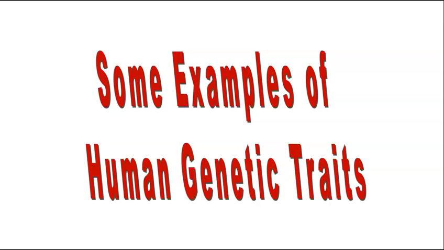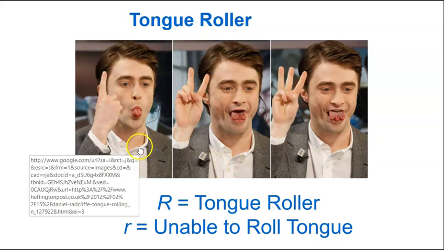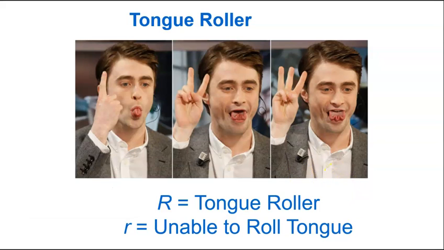So here are some examples of human genetic traits. One is someone being a tongue roller, so whether or not they can roll their tongue. Oddly enough, there are some people that actually can't do it. Here we see Daniel Radcliffe of Harry Potter fame, who apparently can roll his tongue 3 times. So the dominant allele is capital letter R, meaning that person is a tongue roller. And the recessive allele is lowercase r, meaning this person will be unable to roll their tongue. So if they are homozygous recessive, the person will not have the ability to roll their tongue.